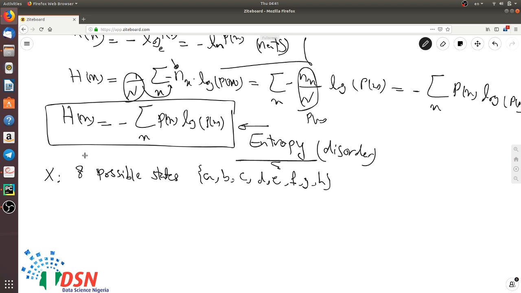And let's suppose that the probability of each state is equal, and it is equal to 1 over 8. Because the sum over the probabilities should be 1, the probability of each of these symbols happening is 1 over 8. So the entropy for this random variable is minus sum over p of x, which is 1 over 8.